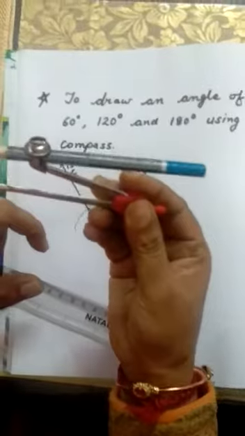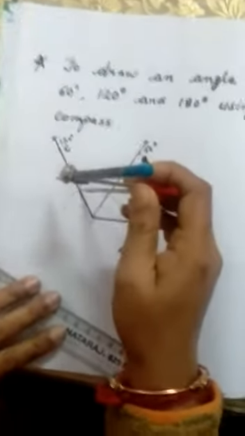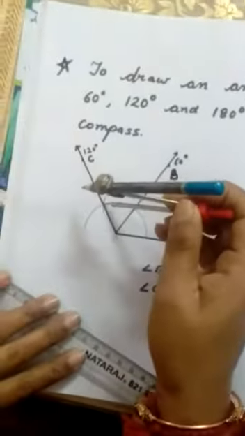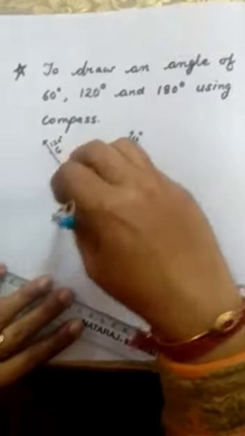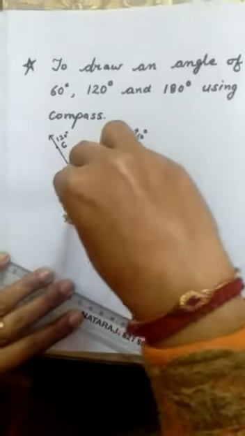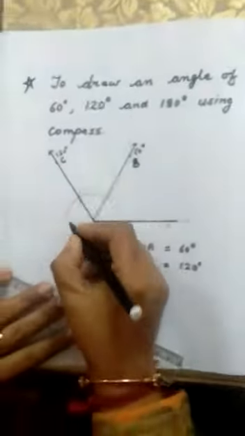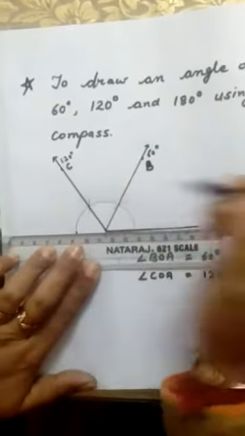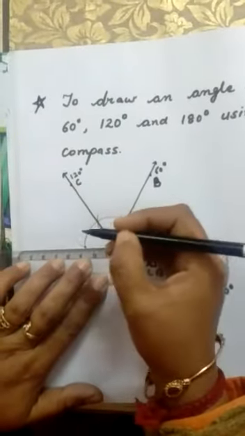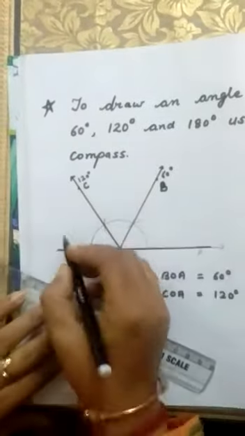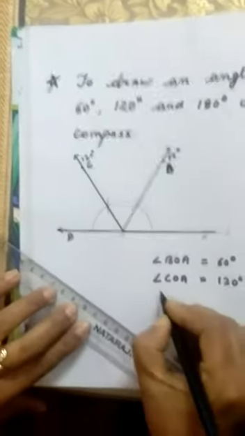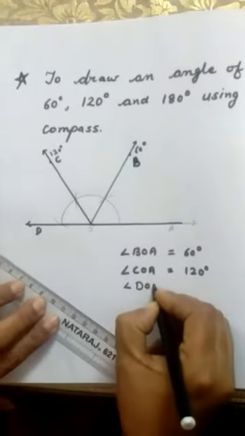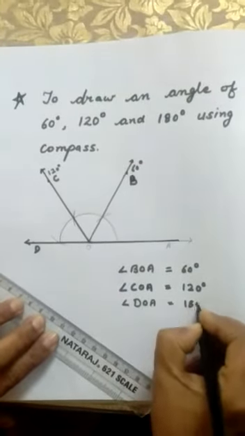Now again with the same radius of the compass, we have not disturbed it. It is opened the same as we have opened in the starting. We will keep this compass at this point, the point of 120 degree, and we will cut an arc once again. Now we will join this point with this point O. And if we call it as D, so angle DOA is equal to 180 degree.